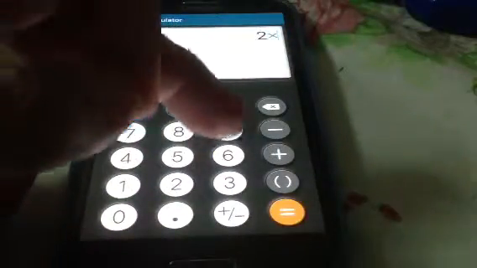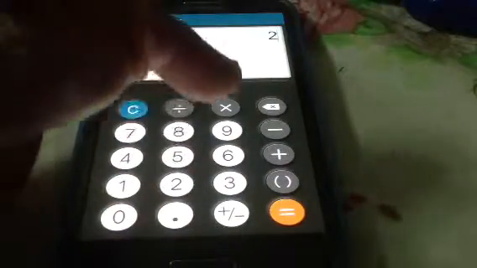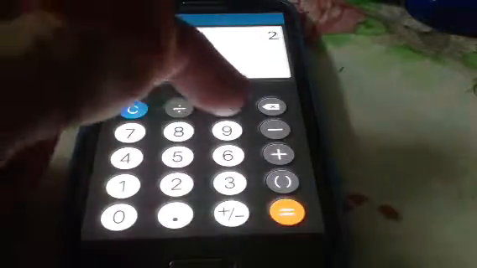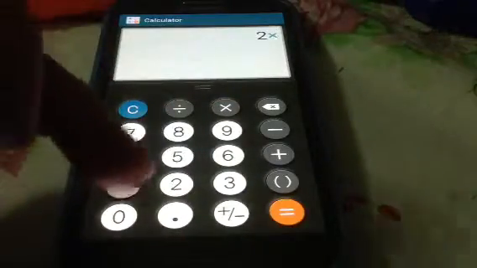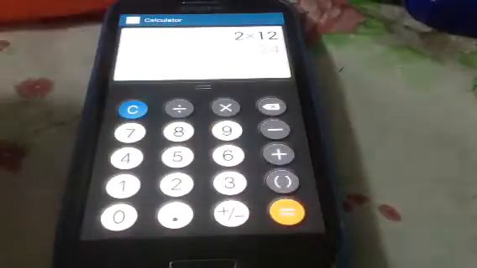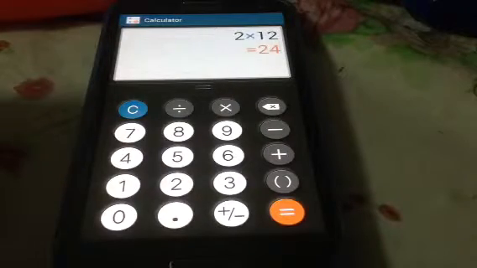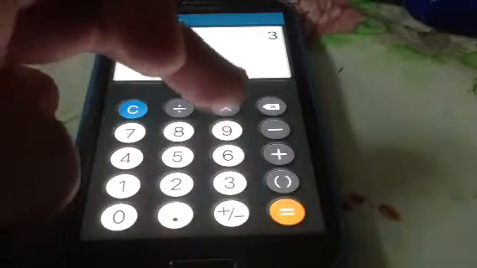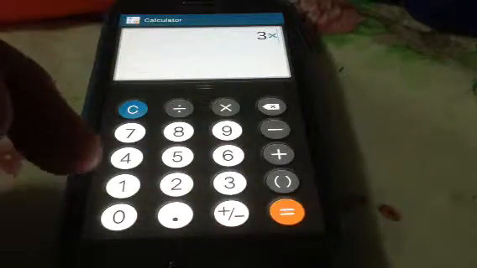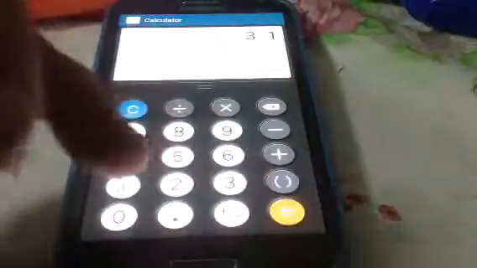2 times 9 is 18. 2 times 10 is 20. 2 times 11 is 22. 2 times 12 is 24. Right, now let's go to 3 times table. 3 times 1 is 3.